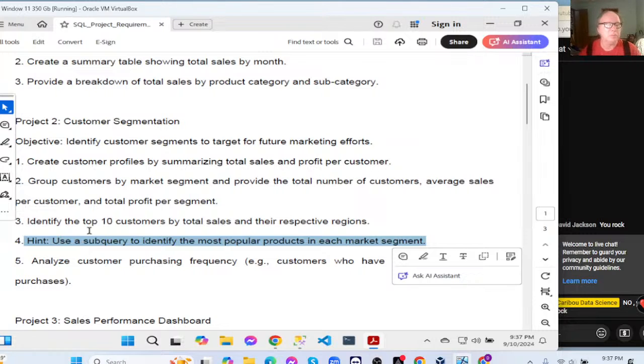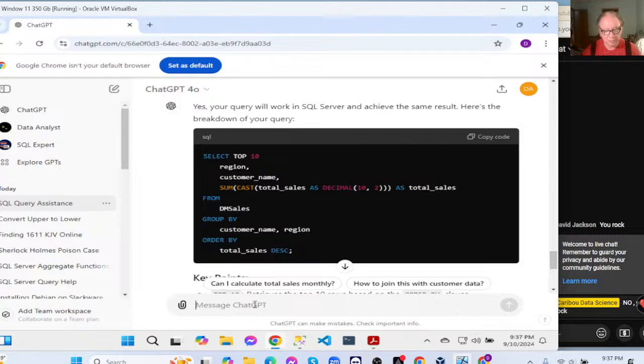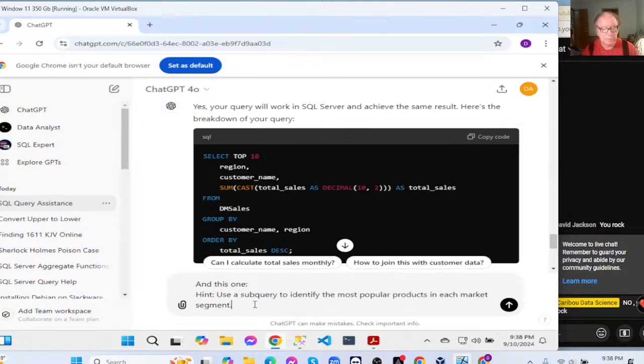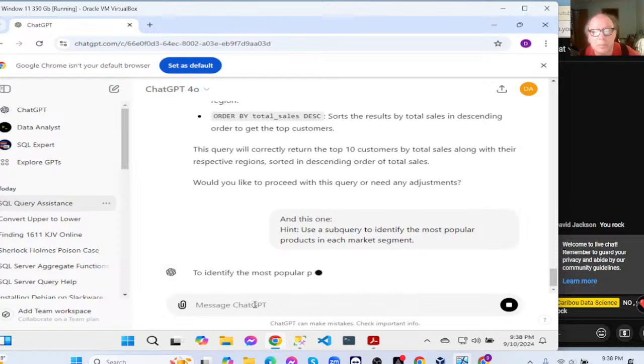Yeah, so this is what's added to the one thing. It's to give you a hint. Now, I'm thinking any time we can do a subquery. So we want to identify the most popular products in each market segment.